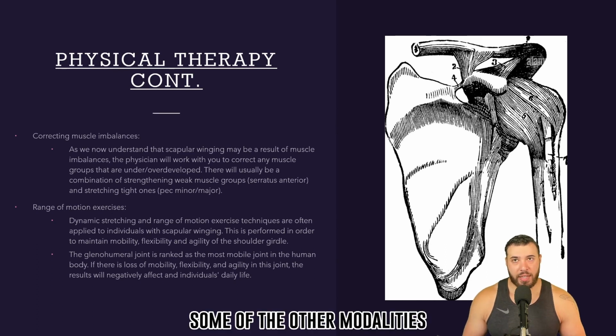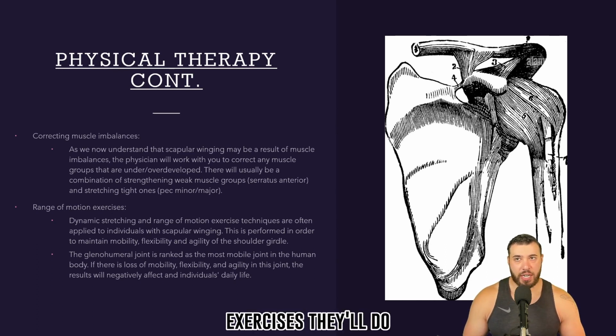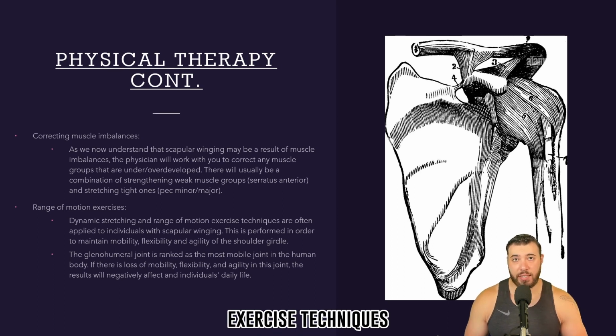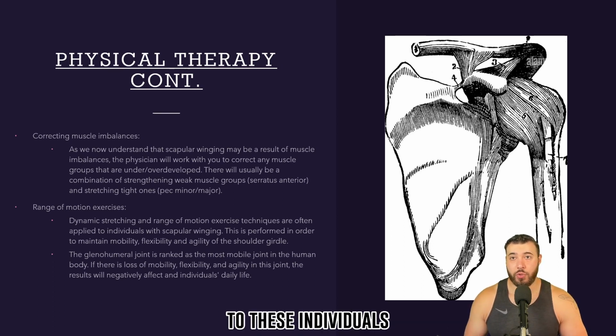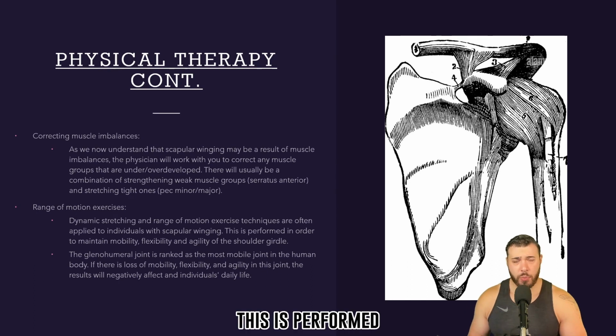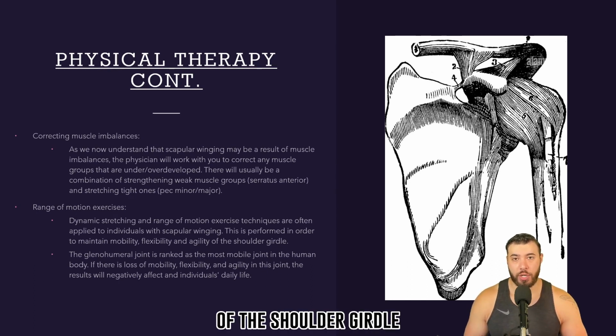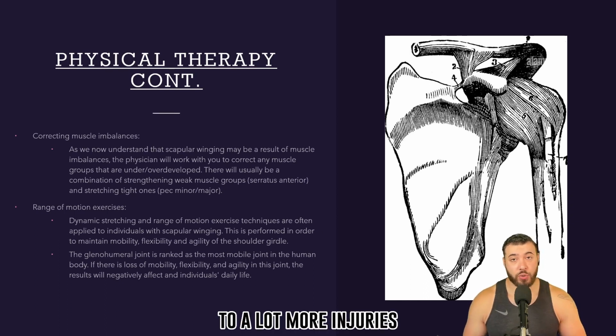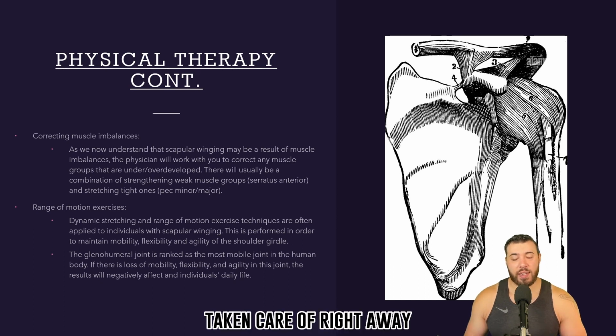Some of the other modalities that they have are range of motion exercises. They'll do dynamic stretching, and range of motion exercise techniques are often applied to these individuals with scapular winging. This is performed in order to maintain mobility, flexibility, and agility of the shoulder girdle. If you can't maintain mobility, flexibility, agility, and even stability in this case, you're going to be prone to a lot more injuries that could not affect you today but later down the road. So it's something to get taken care of right away.